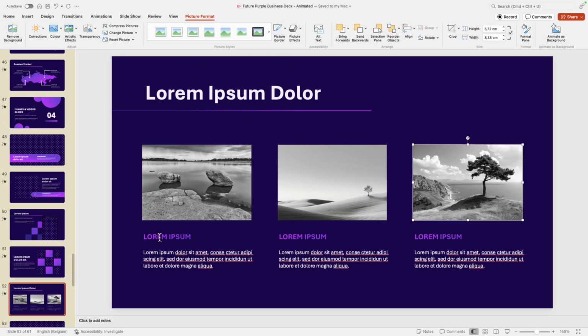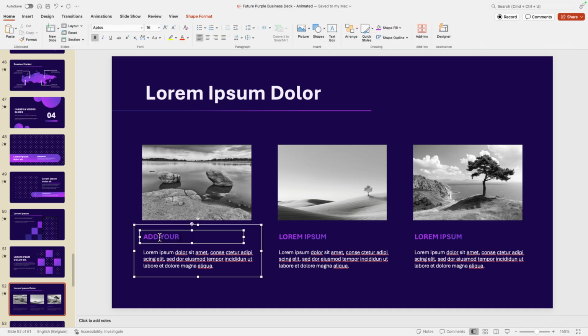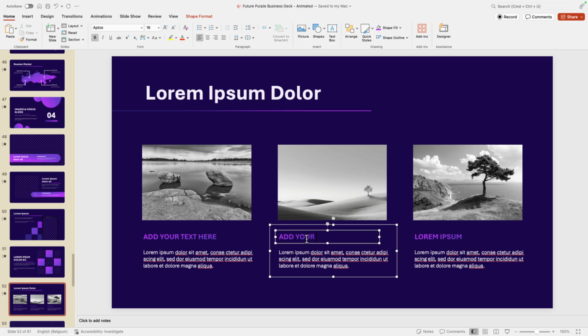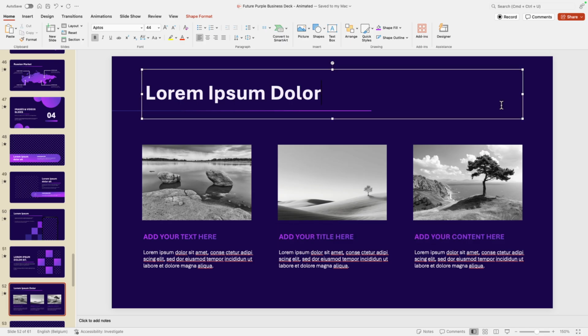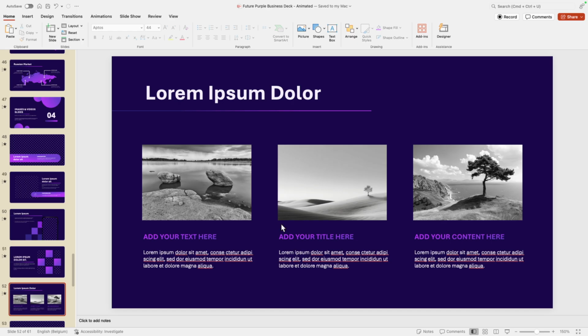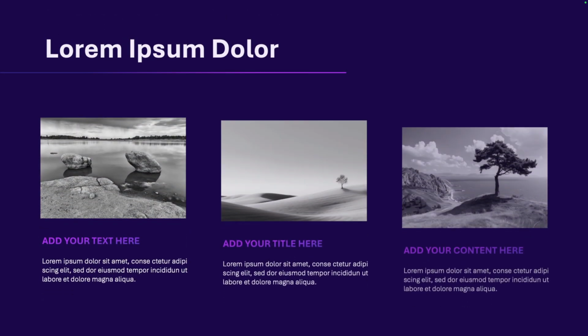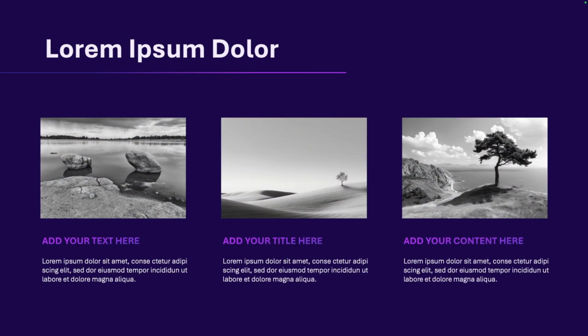Now, you can just double click the text and add your text here. You can see the gradient just remains the same. Add your title here, and then the last one, add your content, and then you just paste in the text or the content that you have. And also here, now all of the images, the text, everything is animated in just a few clicks, which will save you a lot of time and effort while making presentations.